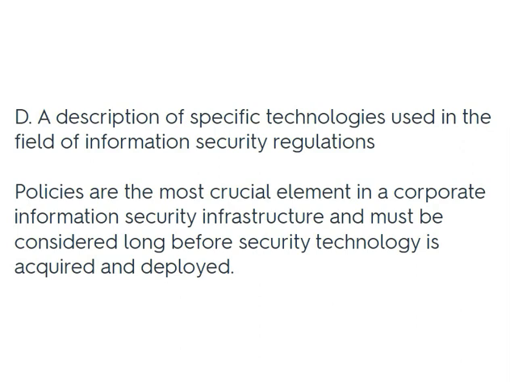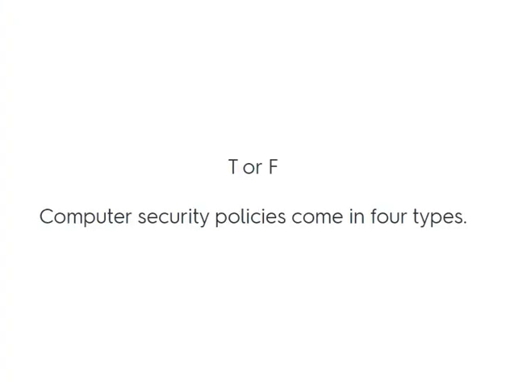D. A description of specific technologies used in the field of information security. Regulations. Policies are the most crucial element in a corporate information security infrastructure and must be considered long before security technology is acquired and deployed. T or F. Computer security policies come in 4 types. True.